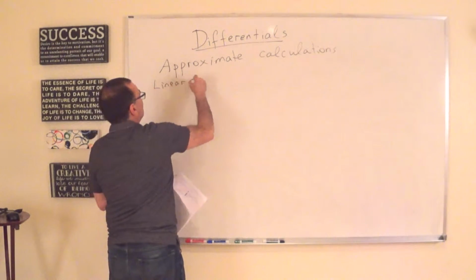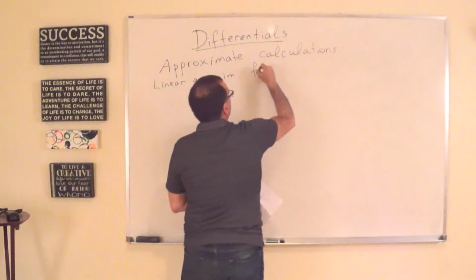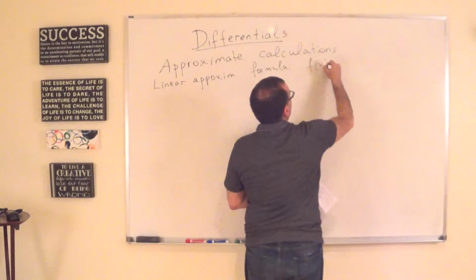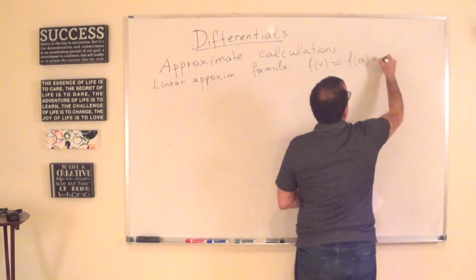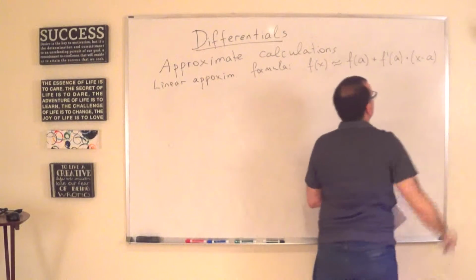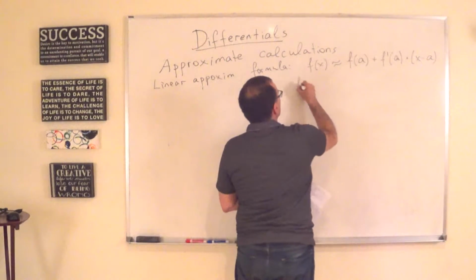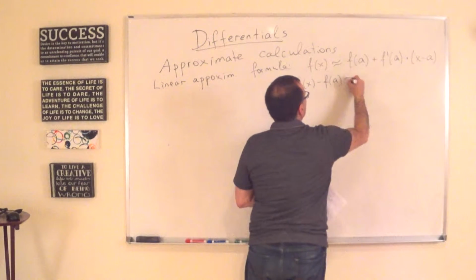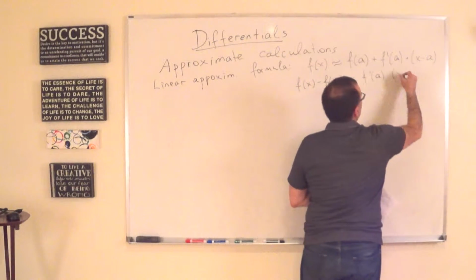So the linear approximation formula is this. f of x is approximately equal to f of a plus f prime of a times x minus a. And now I want to subtract f of a from both sides. So f of x minus f of a is approximately equal to f prime of a times x minus a.